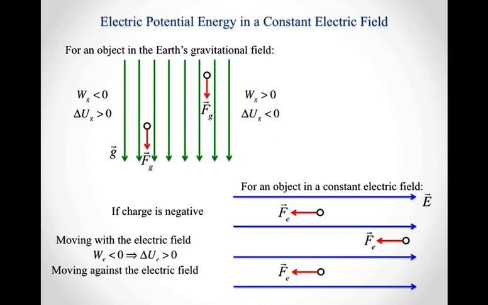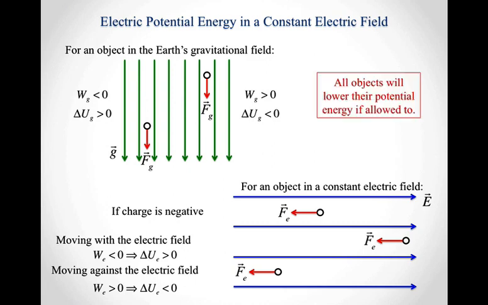On the other hand, if a negative charge moves against the electric field, that means it's moving with the electric force. And by moving with the electric force, the electric force does positive work, so the electric potential energy decreases. So if you give objects the chance, if you let objects go, they'll always work to lower their potential energy if they can.